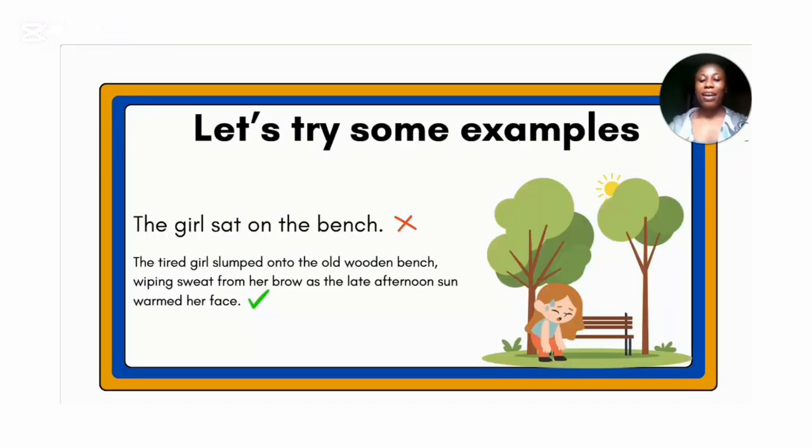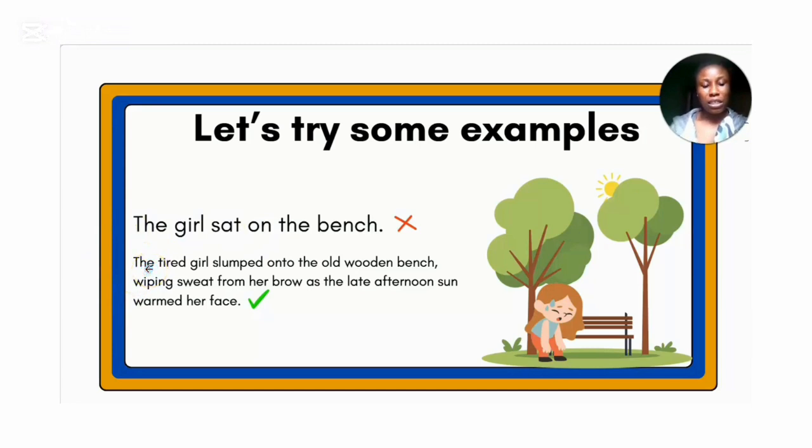Okay, so let's have a look at this example. The girl sat on the bench, right? That's the first sentence. The girl sat on the bench. Boring. What happened to the girl? Why is she sitting on the bench? What color is the bench? These are the questions that I would ask myself if I'm reading a book and I see this. My mind is not going to be interested because I'm like, what happened? What really happened?